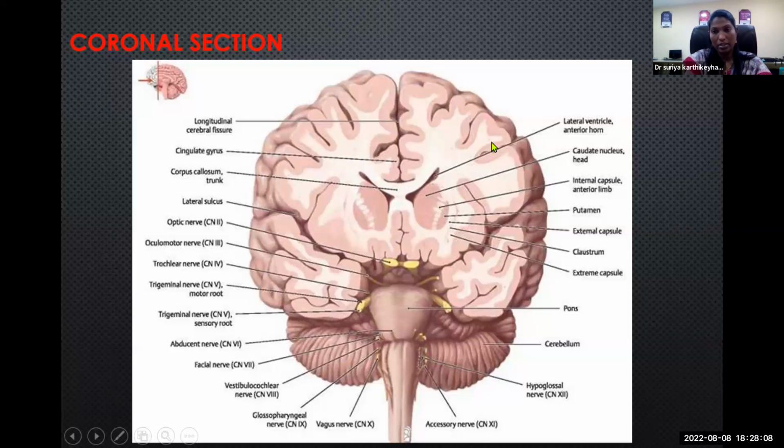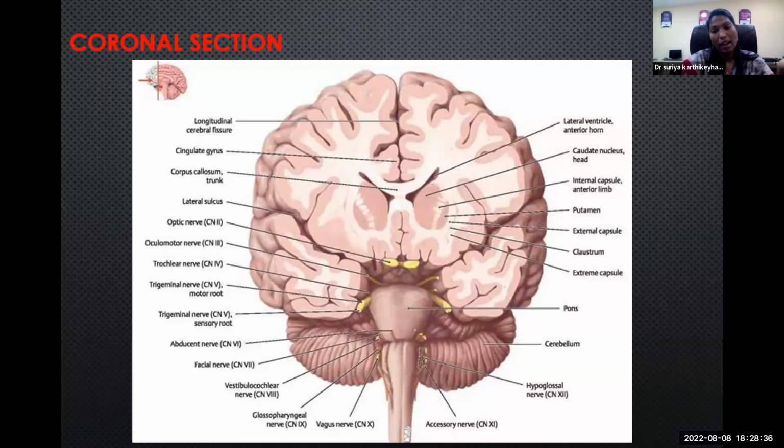Coming to the coverings, they are different in the brain and the spinal cord. There are so many differences. One difference here is the meningeal coverings. What are the meningeal coverings we were discussing? They are the pia mater, arachnoid mater, and the dura mater. The layer which is very different is the dura. The cranial dura is different from the spinal dura.